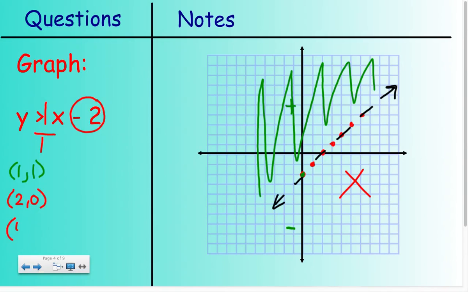We're going to see what happens when I plug all these coordinate points in. So the first one was (1, 1). If I plug 1 in for x and y, it'd be 1 is greater than 1 minus 2.